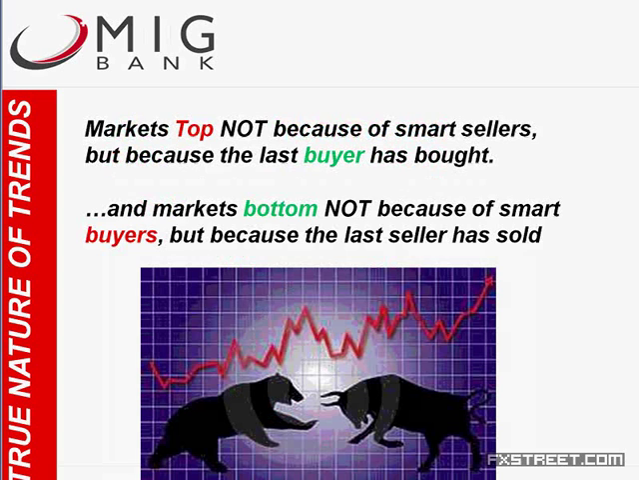Now, one of the key research points that Tom DeMark's company, Market Studies, developed after 40 years of research: during those 40 years, his team and Tom DeMark discovered the reason why markets top and bottom, and it goes against popular belief. What they basically said is written on the screen here. Markets top not because of smart sellers, but because the last buyer has bought.